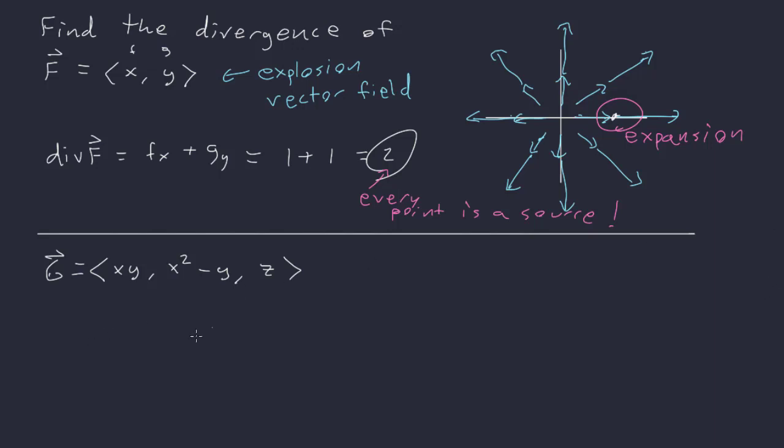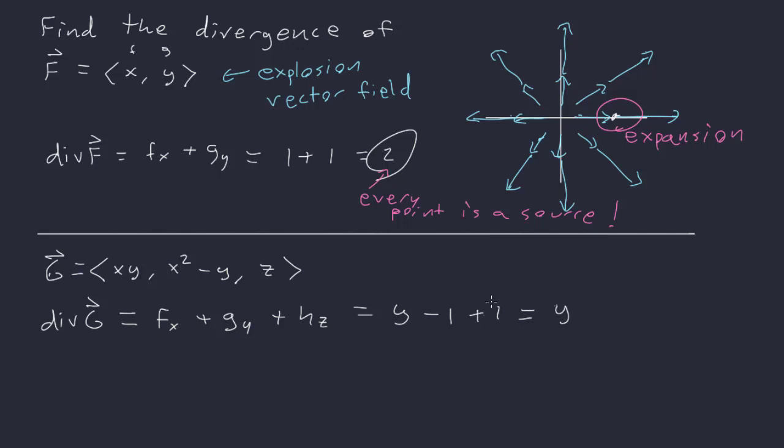Okay, so now for this next example, let's say we have the vector field G equals xy, comma, x squared minus y, comma, z. So div G, again, is little f sub x plus little g sub y plus little h sub z. The derivative of xy with respect to x will be y. The derivative of x squared minus y with respect to y is -1. And the derivative of z with respect to z is 1. So we get y as our divergence.